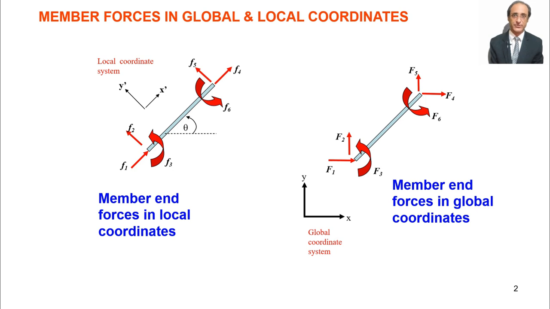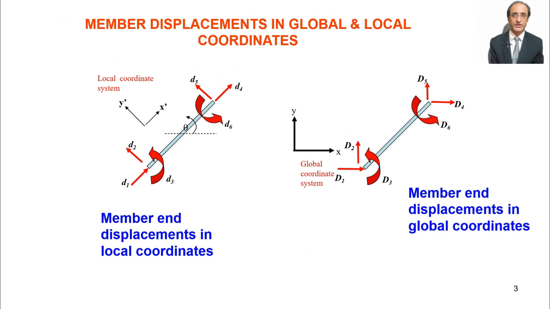So let us just see again our conventions and the symbols. What does lowercase f denote? A force in the local coordinate system, and uppercase F will denote the force in the global coordinate system. Same logic we use for the displacements. For displacements we are using the symbol D. If it's lowercase d, that means we are referring to the displacements with respect to the local coordinate system.